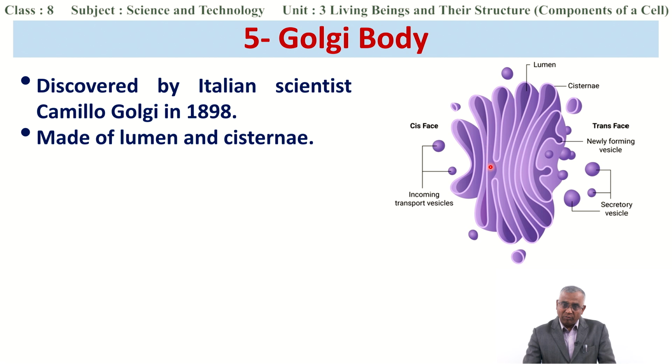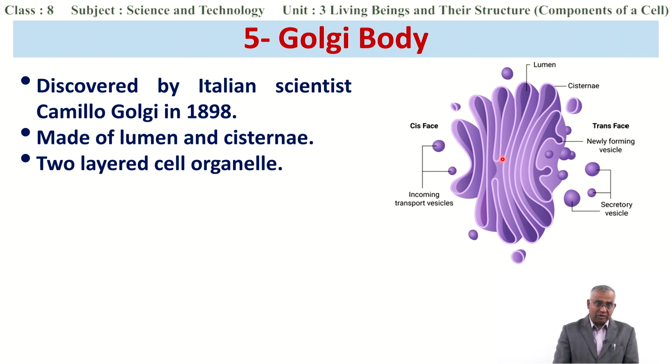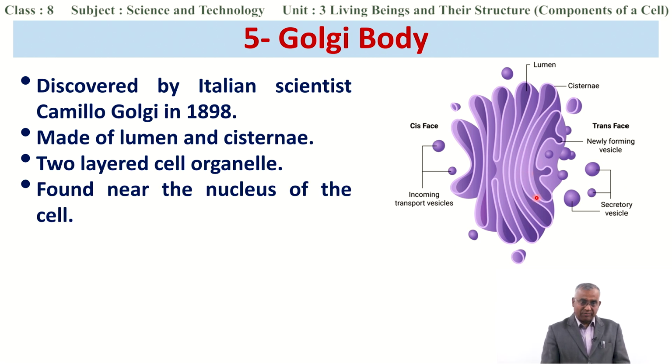I told you that lumen is the cavity-like structure, and cisternae is the spiral, curved structure which is made up of two layers. So it is a two-layered cell organelle. You know that some organelles are non-layered, some are single layered, and some are two layered. It is found near the nucleus of the cell. In the diagram also you have seen that Golgi bodies are found near the nucleus.